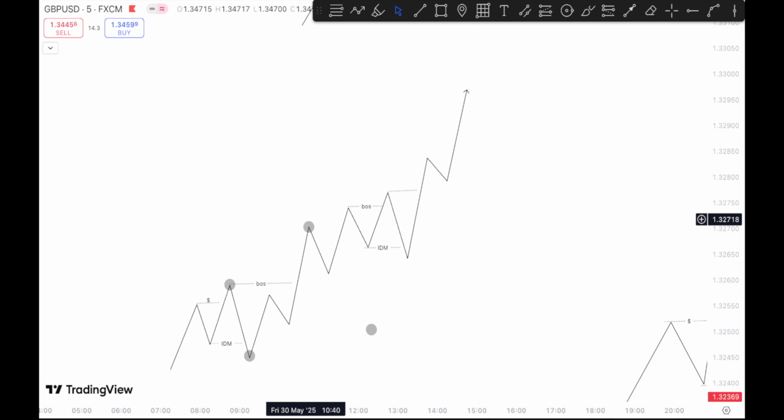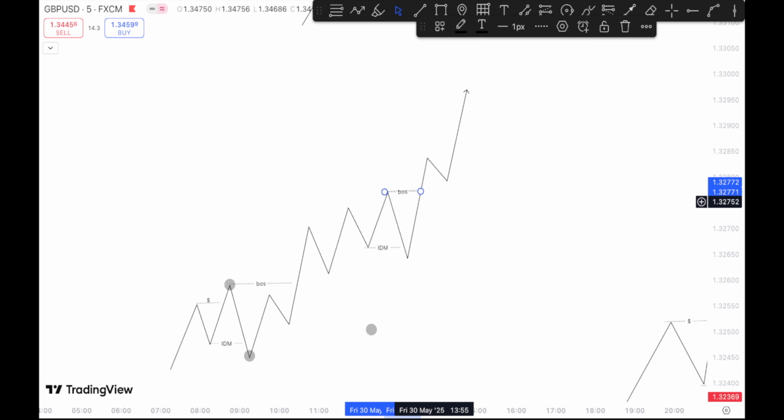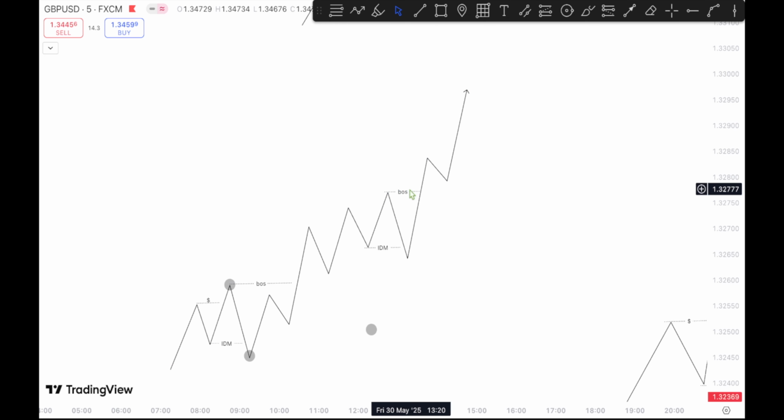This will be the same structure, same continuation move. Your new break of structure will be from here over here, because the market took out the inducement. This will be your new higher low, and this will be a break of structure. We do not consider anything in between, because this will all be a similar move, a single move.